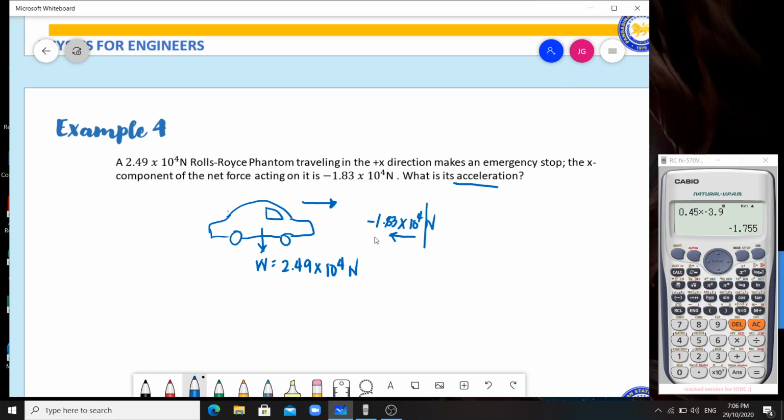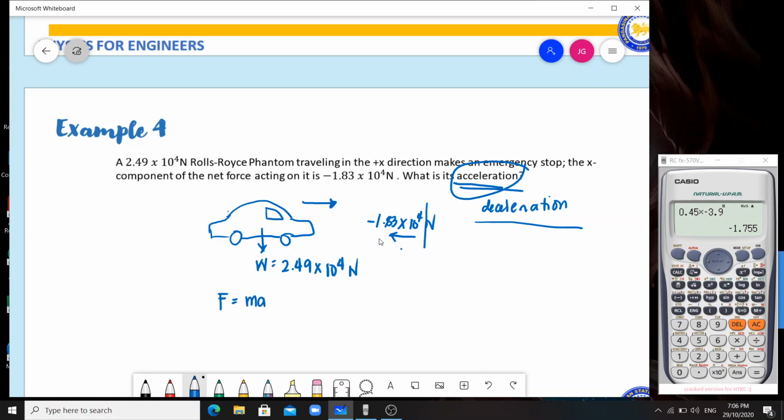What is its acceleration? Actually, this is not acceleration. This is supposed to be deceleration. Pero okay lang. Ibig lang sabihin that is negative acceleration. Okay? Deceleration kasi from a moving to lesser velocity or sudden stop. Okay? So, ang hinahanap dito is the negative acceleration or the deceleration. 'Di ba? Ang F is equals to ma.